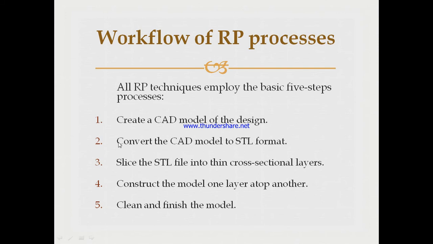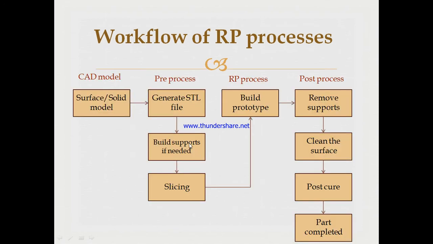So the second step is to convert the CAD model into an STL format, that is standard triangular language format, which is supported by the 3D printing machines. Then slice the STL file into cross-sectional layers. For this, construct the model one layer on another, and finally clean and finish the model.